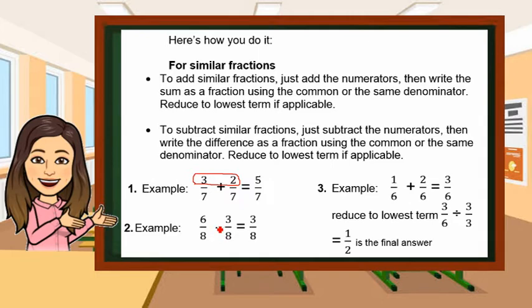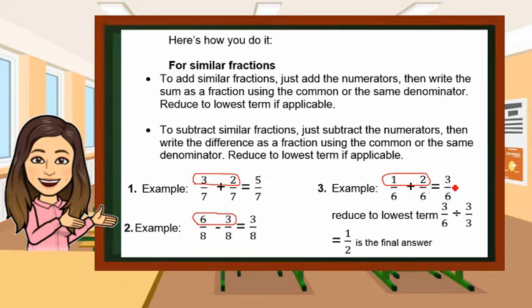And for the second example, the operation is subtraction. So all you need is to subtract 3 from 6. So 6 minus 3, we will have the answer of 3 eighths. For our last example, we have here 1 sixth plus 2 sixths. We will just simply add the numerators, which will give us 3 sixths.